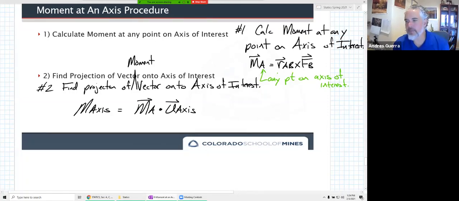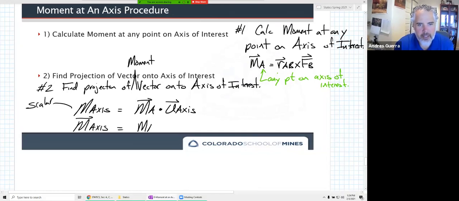So it's exactly the same thing that we did with forces, right? It's just a vector dotted with the unit vector, and it gives us a scalar, doesn't it? It's going to give us a scalar. Now, if I wanted to convert that into a vector, wouldn't I just take my scalar magnitude, M-axis, and multiply it times the unit vector again? So if I want to convert that into a vector, it's the same process that we did with forces.